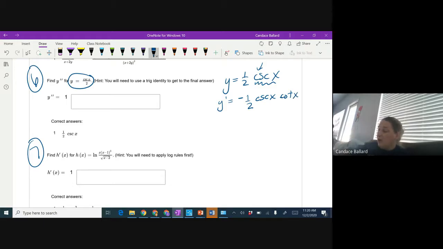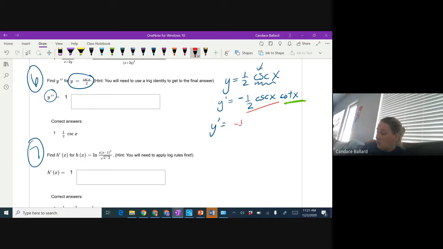Now we have to take the derivative again because it wanted us to go to the second derivative. You'll notice that we have a product rule now. We have this times this. So I've got to use a product rule to get to the next derivative. So y prime equals the derivative of the red.